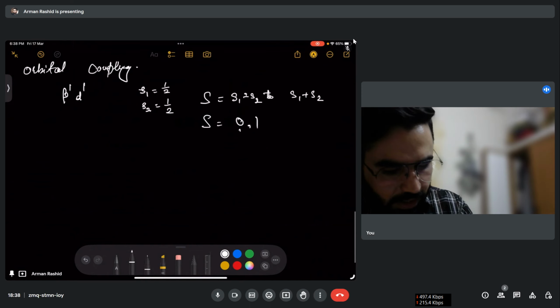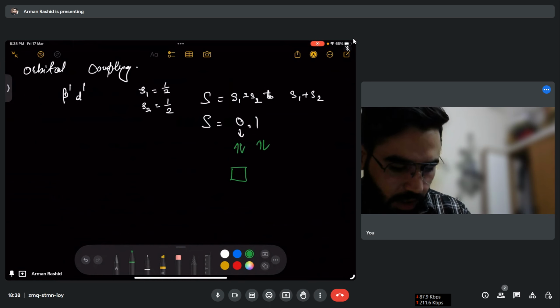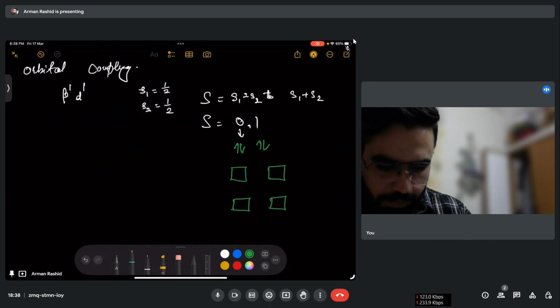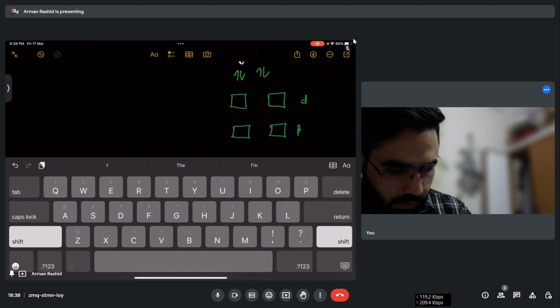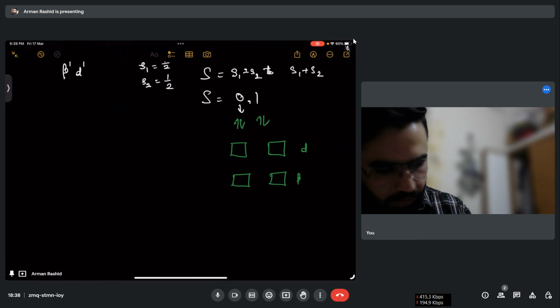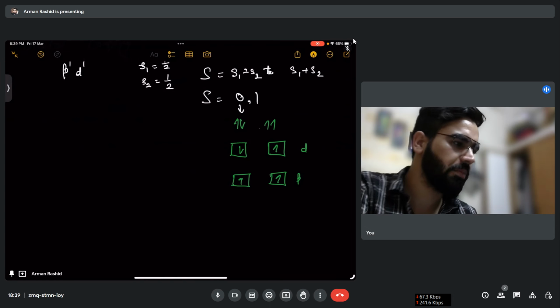If we represent this 0 it will be this, and if we represent this 1 it will be this. If we represent in terms of orbitals, since we have P and D, this is P, this is D, the electrons will be like this. So this is on the basis of spin multiplicity.